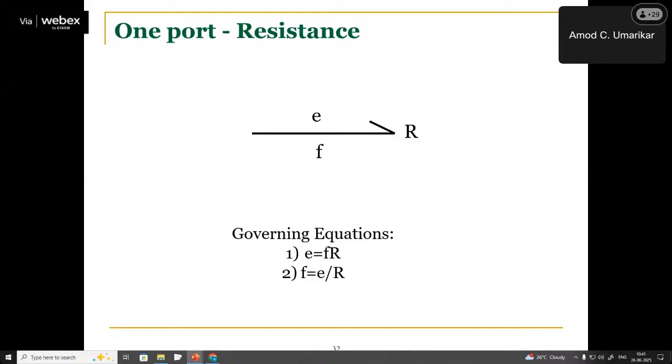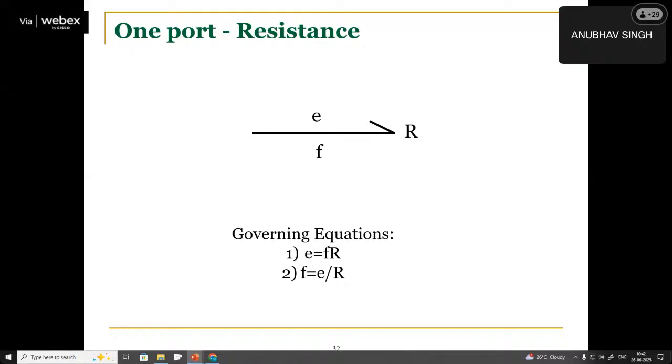Similarly, resistance. So there are two governing equations. Now one may ask, how will you decide this governing equation? We'll come back to it subsequently. So you can see there is a bond and half arrow. This resistance is defined like this. The governing equations are either E is equal to F R, or F is equal to E by R. Provided, what is the basic condition to follow this equation?